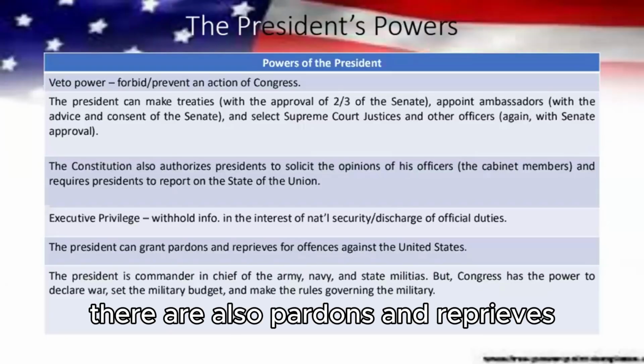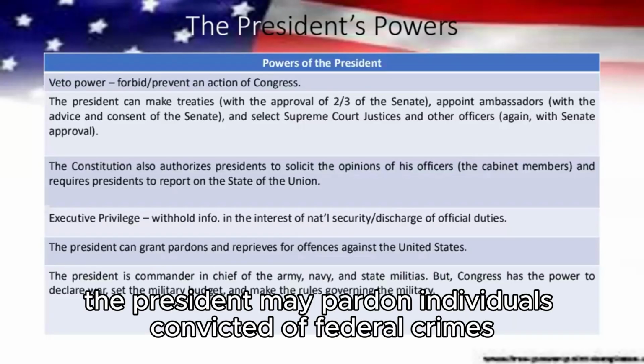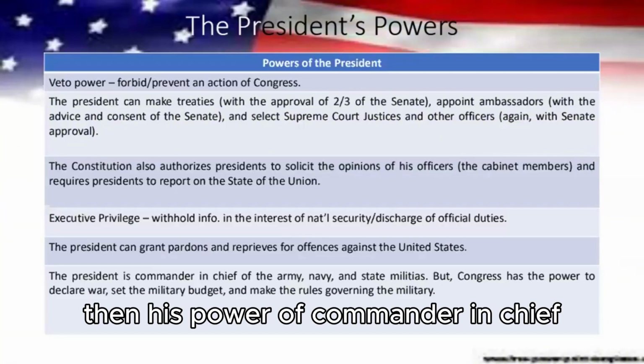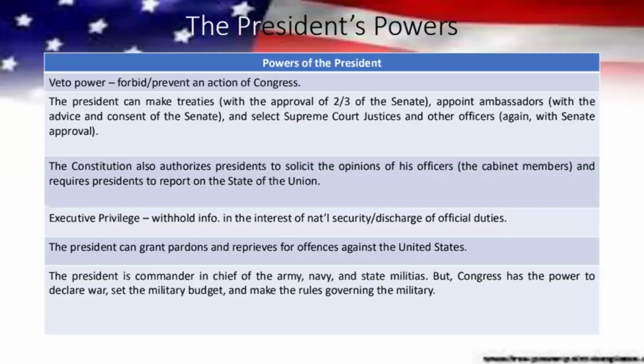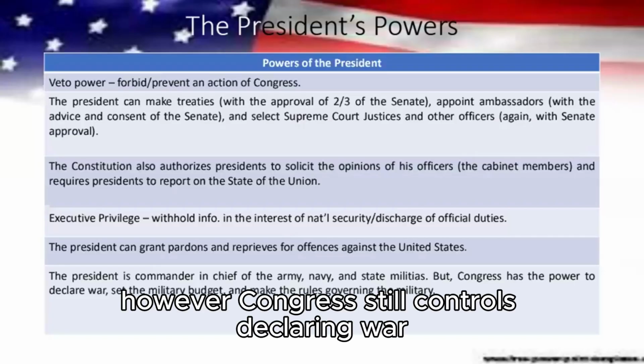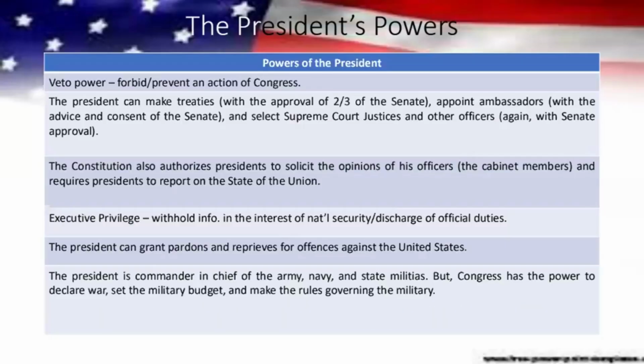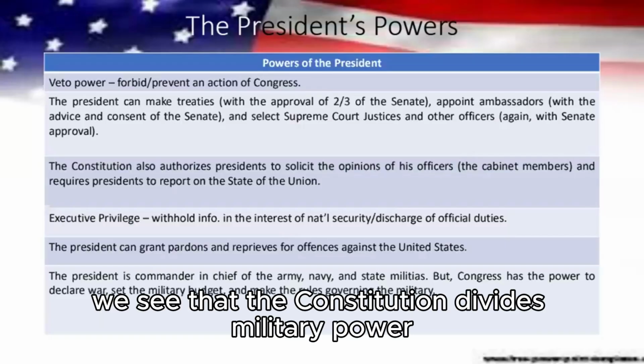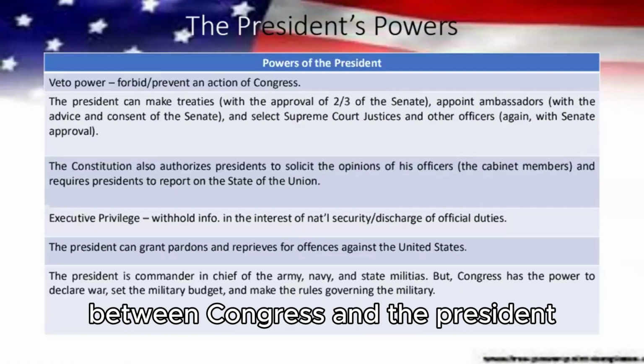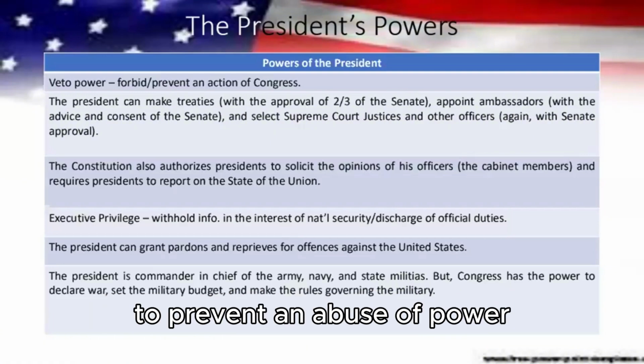There are also pardons and reprieves. The president may pardon individuals convicted of federal crimes. Then there is the power of commander-in-chief. Now, the president leads the Army, Navy, and state militias. However, Congress still controls declaring war, military funding, and military regulations, just to name a few. So we see that the Constitution divides military power between Congress and the president to prevent an abuse of power.